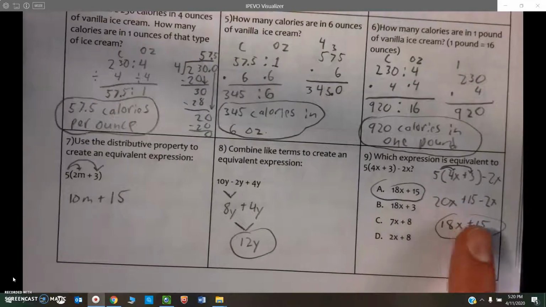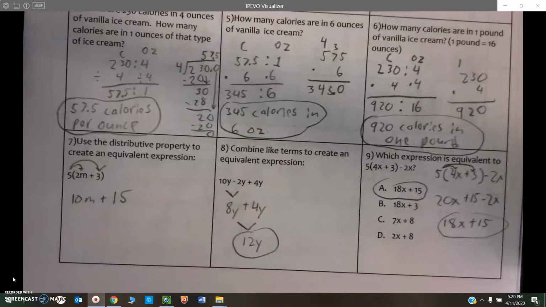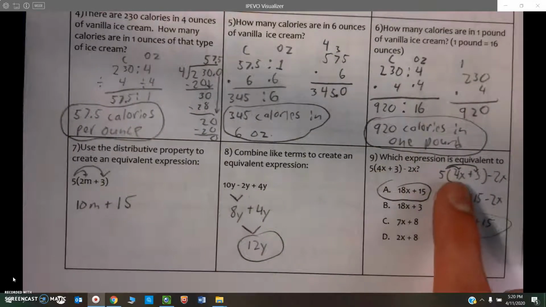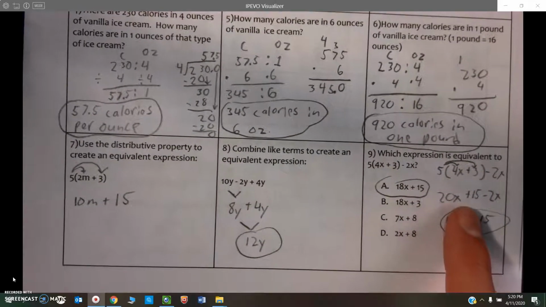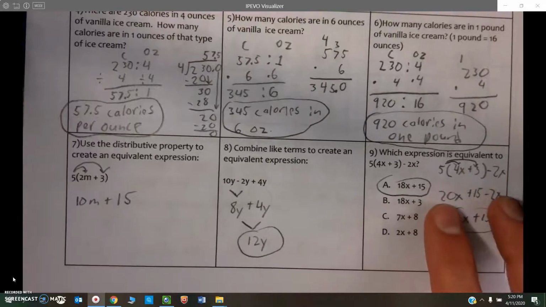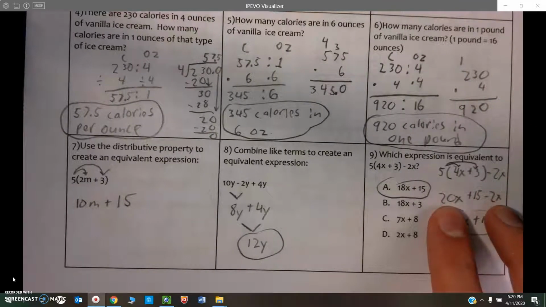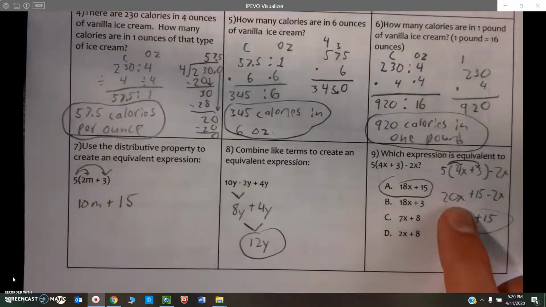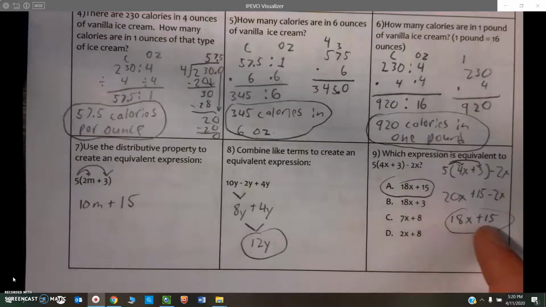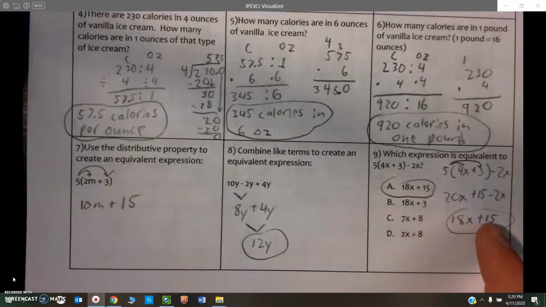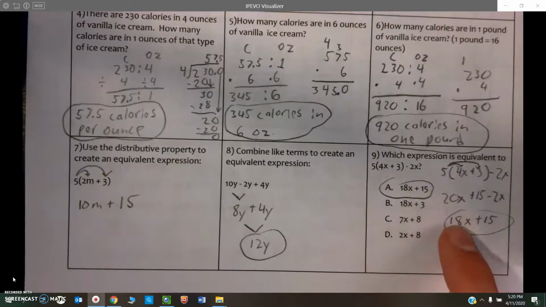And then number 9 is kind of a combination of the two skills. I had to start by doing the distributive property here, and I got 20x plus 15. But now I do have two numbers with x's. They're not touching each other, but they're still in the same expression, so I do have to combine those like terms. And 20x minus 2x is 18x. 15 cannot be added to either of those because it is not a like term, because it does not have an x.